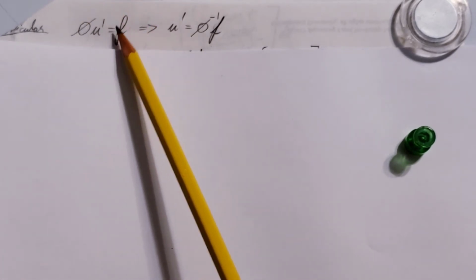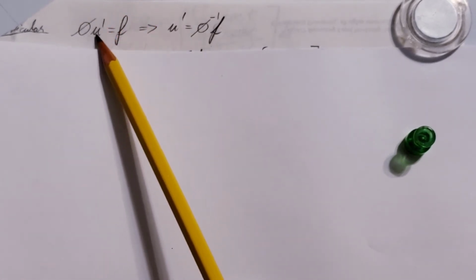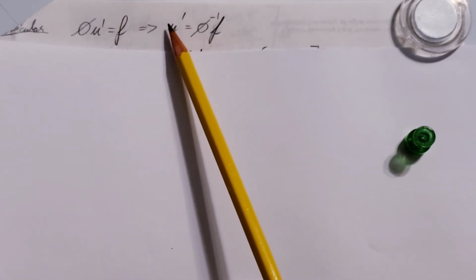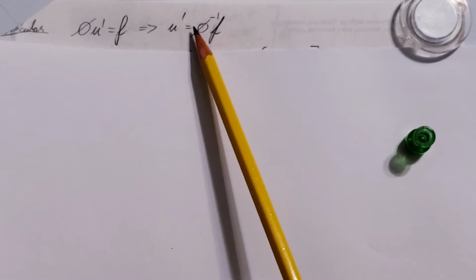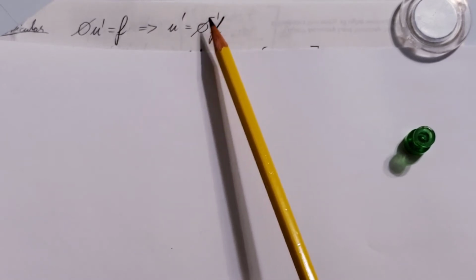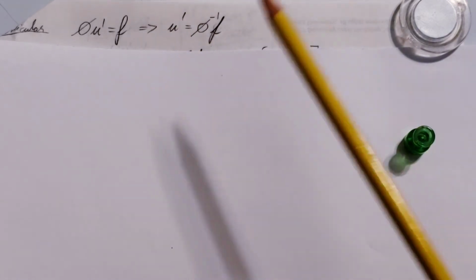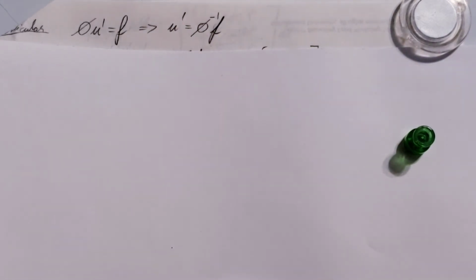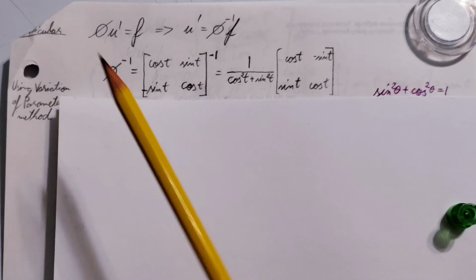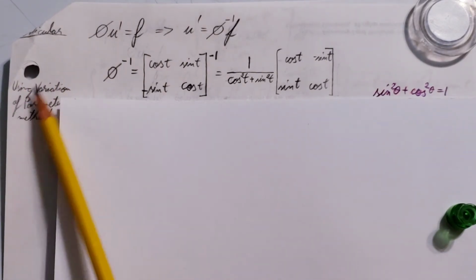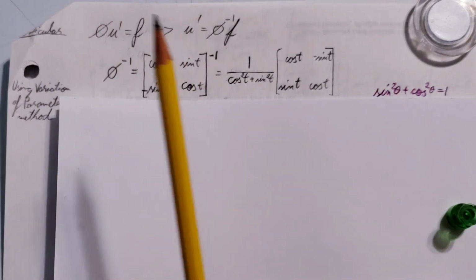Now these are matrices, right? So to go from here to here, it's just a simple matrix operation to find u prime equals the inverse of phi times f. F is what we designated as our non-homogeneous part in the beginning of the problem. By the way, we are using the variation of parameters method. I wrote it right here just to mention it.